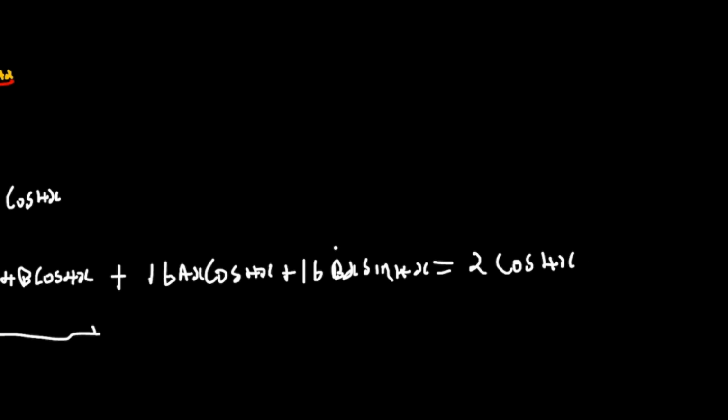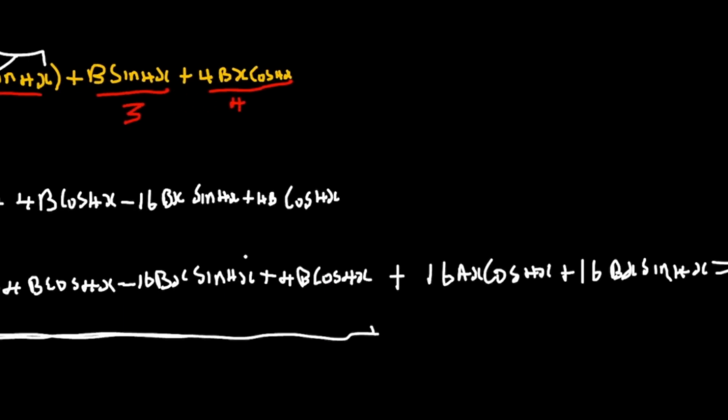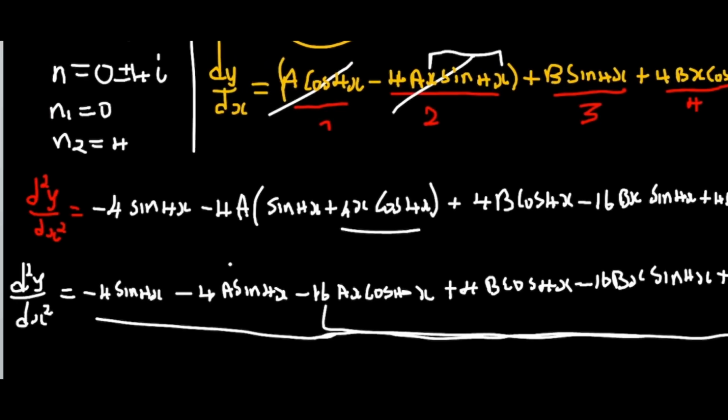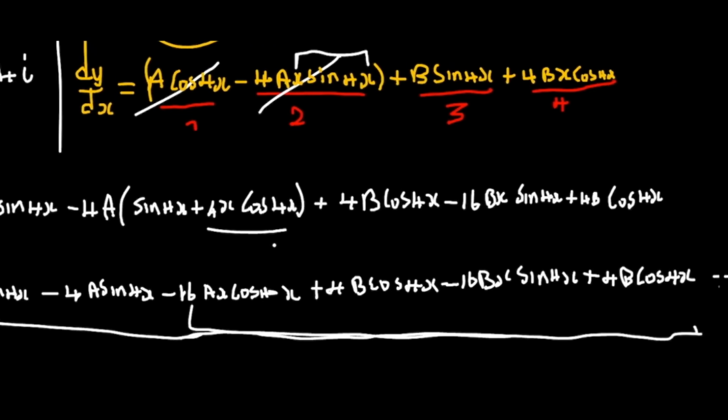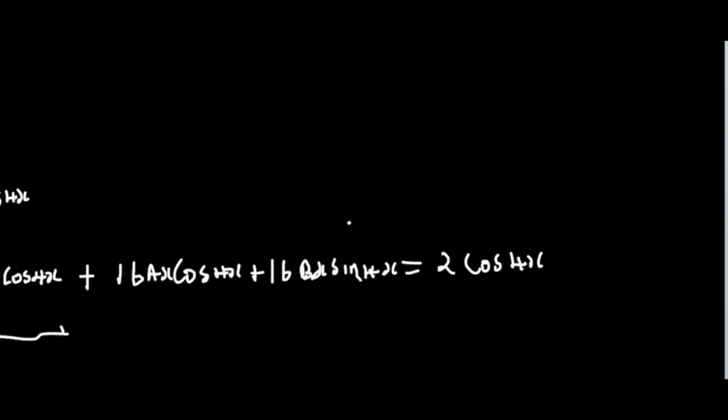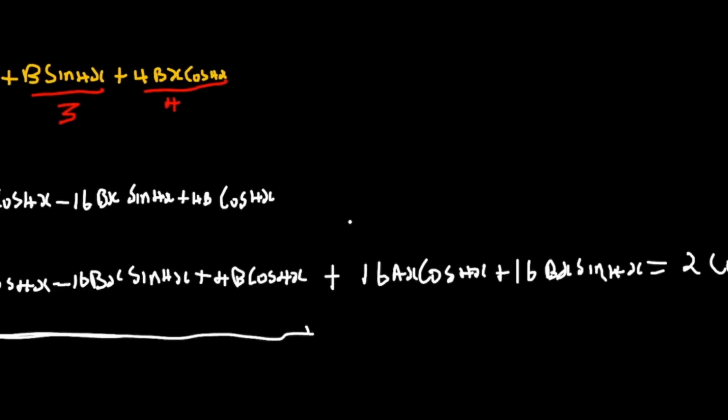So what we're going to do is compare the coefficients. The terms containing x are supposed to be on the same side, and those containing y on the same side, or simply the terms containing cos 4x should be on one side, and the terms containing sine 4x on the other side. So we combine all the terms on the left hand side, separate them into sine and cos, and compare with our right hand side.